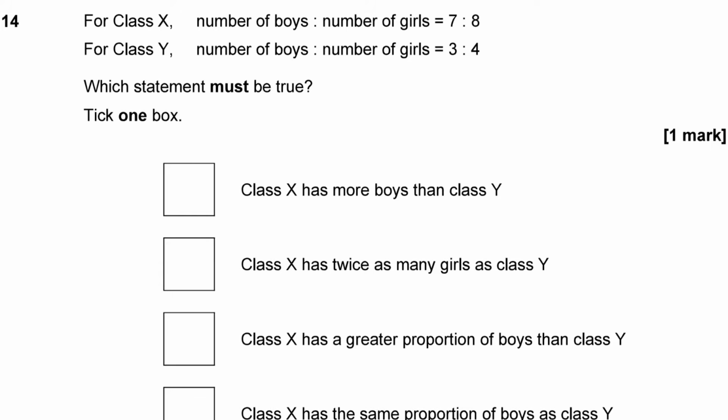Okay, interesting. So, the ratio of boys to girls for class X is 7 to 8 and for class Y is 3 to 4. Now, they're not equal to each other, are they? You can't just double up class Y and get class X. So, they are not in the same proportion. So, I know it's not going to be that last one. That one's not a possibility.